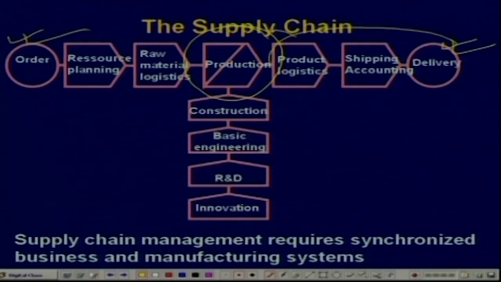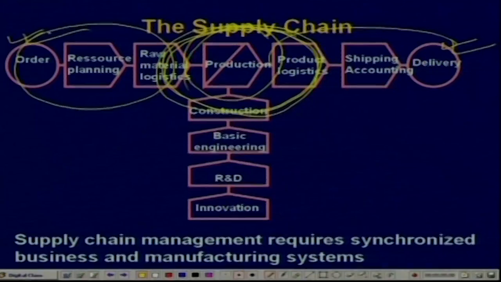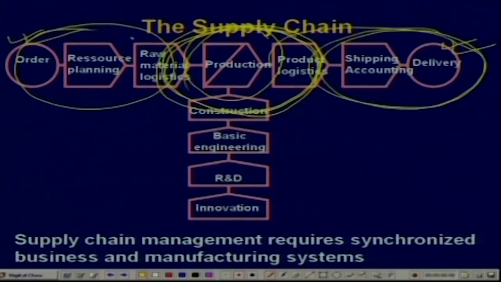And all this DCS, supervisory control, actually works only in this part. These other parts are still managed by the enterprise or business systems, which take the product and ensure that the order to delivery sequence actually takes place.